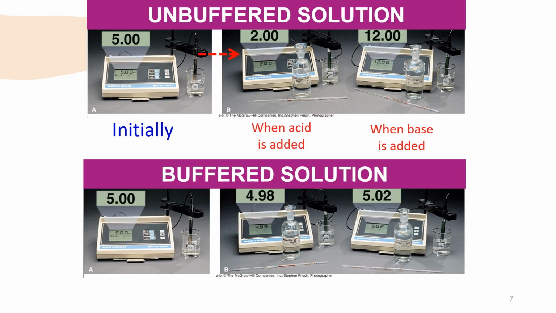But for buffer solution, if the initial pH is 5.00, if we add a small amount of acid into the buffer solution, pH-nya akan turun sikit saja, 4.98. And if we add base into the buffer solution, the pH dia akan naik sikit saja, 5.02. So itulah maksudnya buffer dia ada ability to maintain its pH when small amount of strong acid or strong base is added.